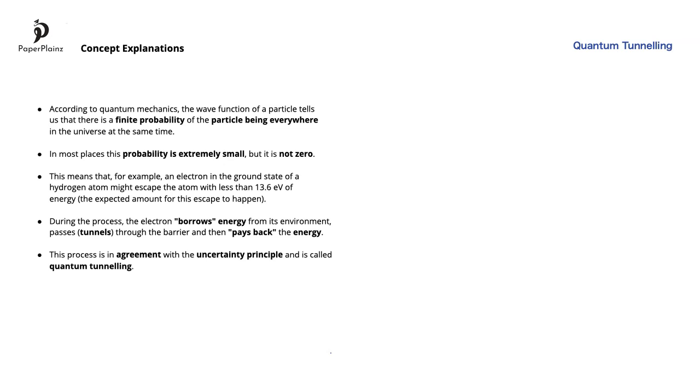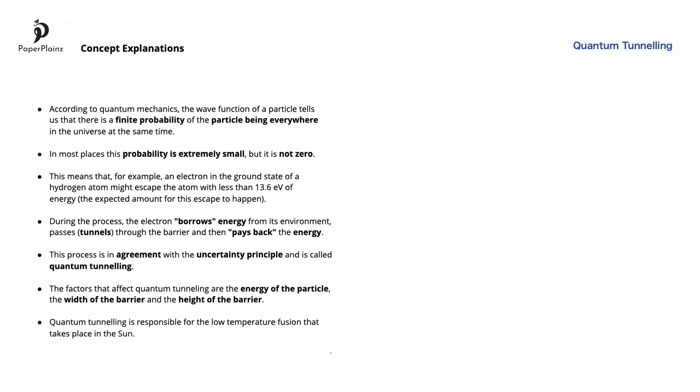The factors that affect quantum tunneling are the energy of the particle, the width of the barrier, and the height of the barrier. Higher energy and the thinner and lower barrier all lead to a higher tunneling probability. An example of quantum tunneling is the low-temperature fusion that takes place in the Sun.